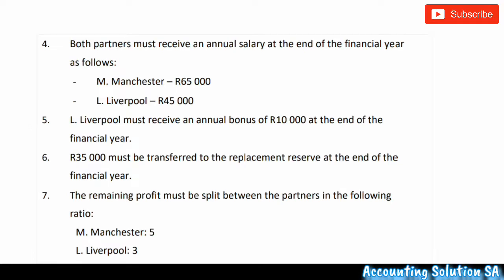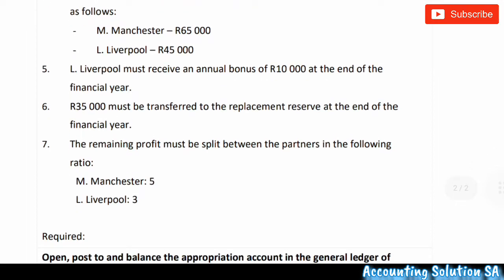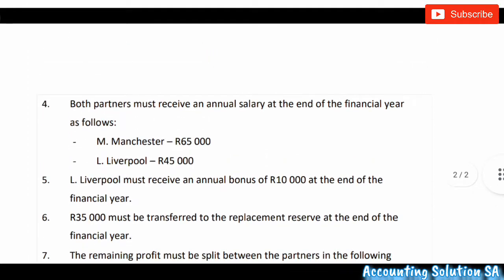Okay, then number seven, the remaining profit must be split between the partners in the following ratio. Manchester is going to earn 5, then Liverpool is going to earn 3 out of 8. Okay, then now let's start.